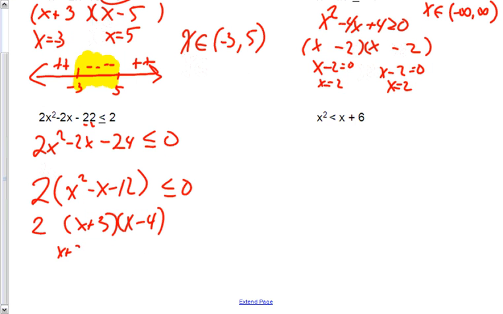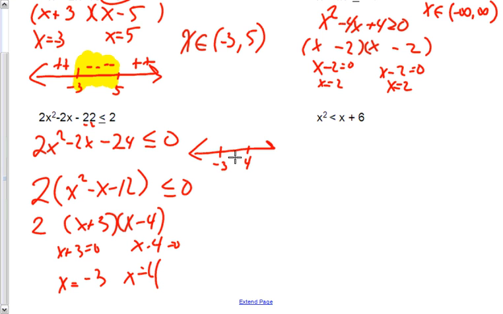X plus 3 equals 0. X minus 4 equals 0. You get x equals minus 3. X equals 4. Alright, sign chart time. So, there's my sign chart. Put my roots on there. Negative 3, 4. Start testing. Plug in 0. I'll plug in 0 right into this one right here. 0 minus 24, that's negative.